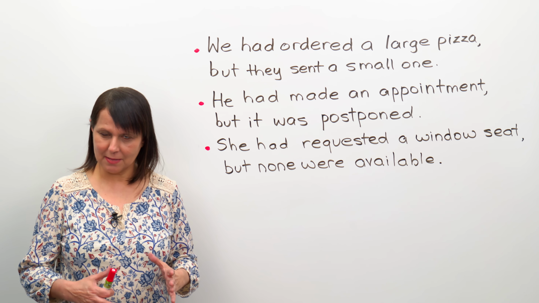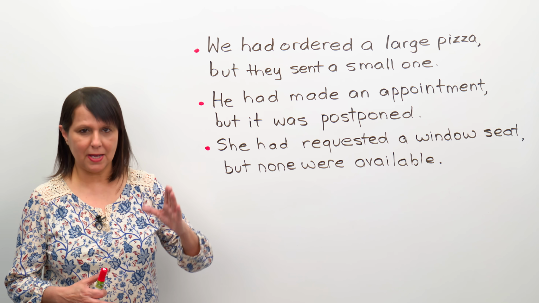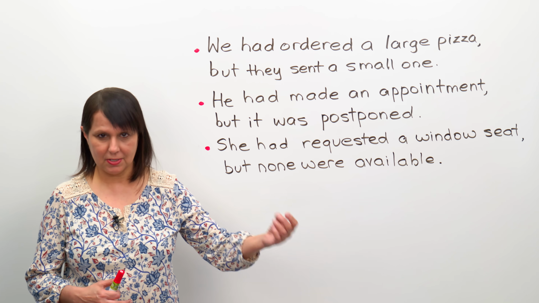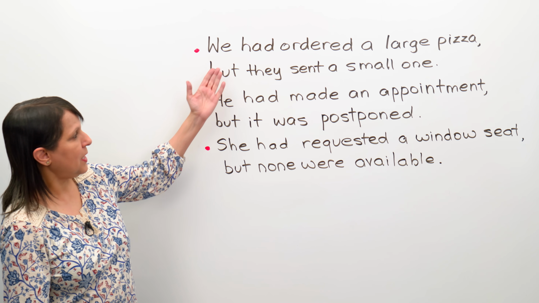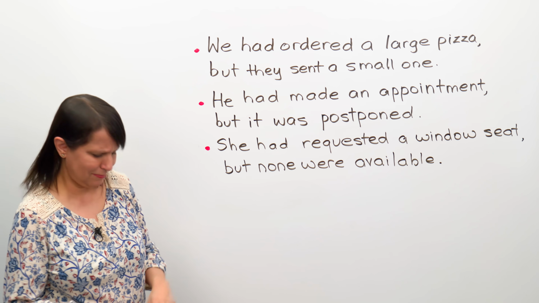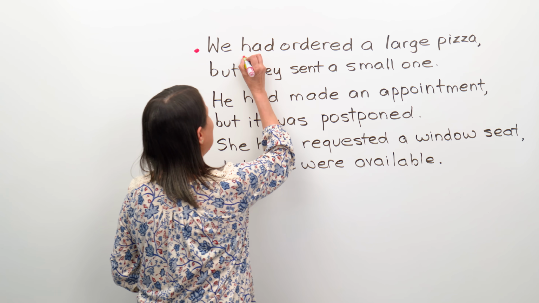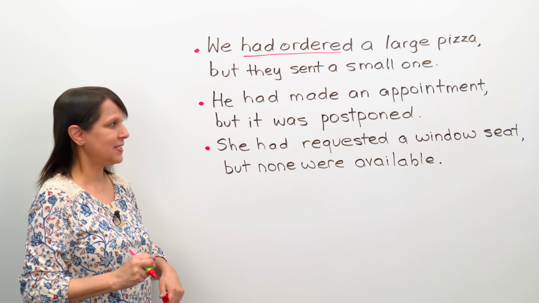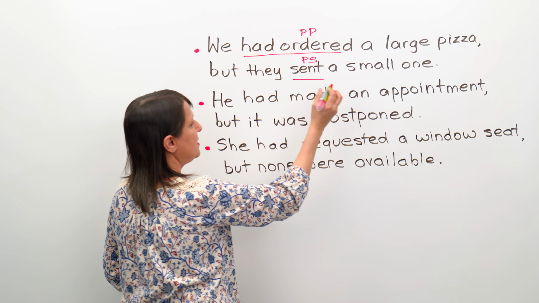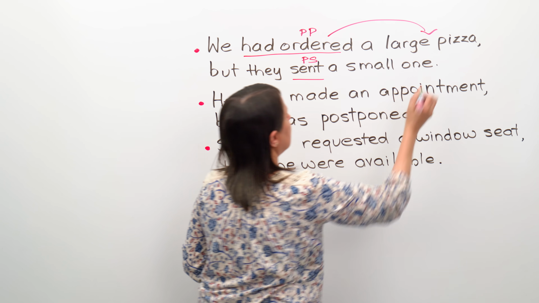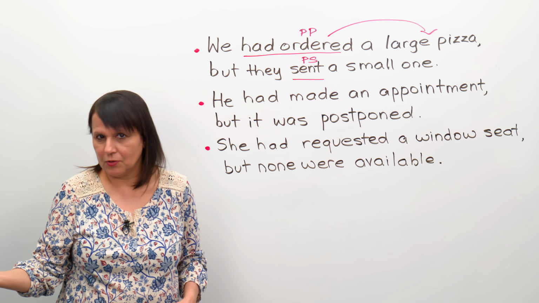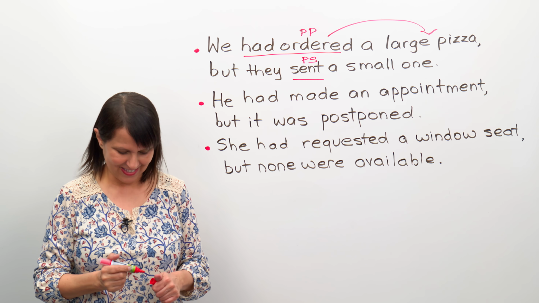Now we'll see similar examples, except this time, after the past perfect, we don't need to have an infinitive, but we are using nouns. So let's look at an example. We had ordered a large pizza, but they sent a small one. Oh no, what are we going to do? So we had ordered is our past perfect, right? Sent is the past simple. But here we see we had ordered a pizza, right? We don't need to use the infinitive after that because it wasn't necessary in this context.